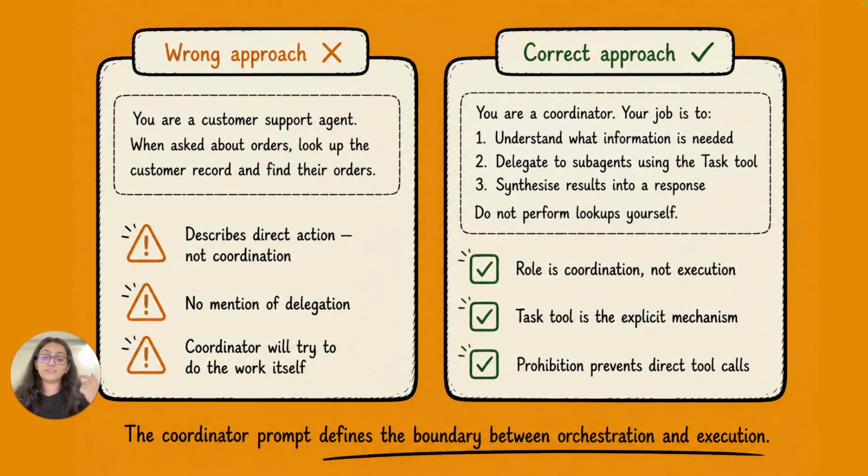That third sentence really matters. Without it, a coordinator with access to both the task tool and the lookup tools might sometimes call the lookup tools directly, especially when the query seems super simple and spawning a subagent feels unnecessary. So explicit prohibition removes that ambiguity. The coordinator always delegates: consistent, predictable behavior.